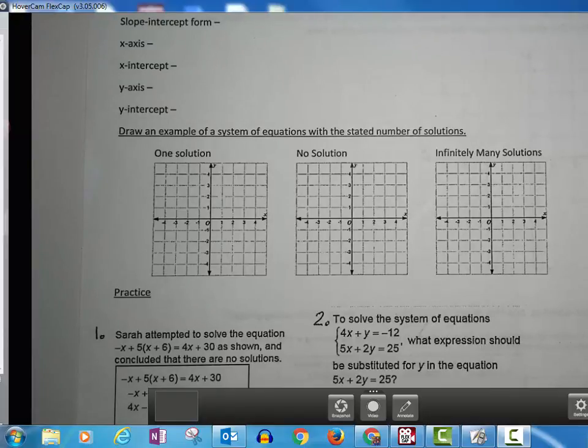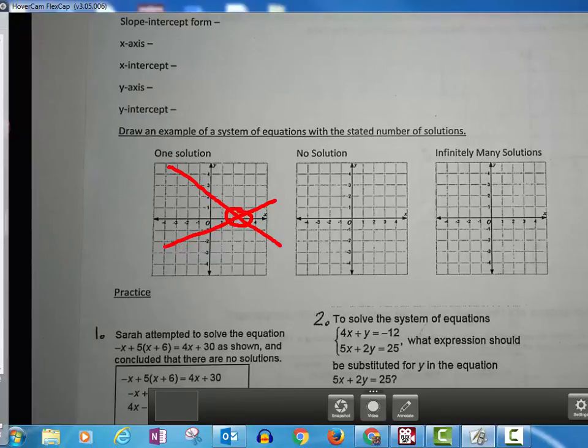Otherwise, here we go. When you're looking at these graphs, it wants an example of one solution, no solutions, or infinitely many solutions. Remember, if you're talking about systems, you're talking about more than one equation, so two different lines that are going to be graphed. If I have one solution, the solution is going to be where the two lines intersect, and it can be anywhere. In this case, it's going to be right here in this area. That is one example of one solution. It's one coordinate pair where the two lines actually intersect.